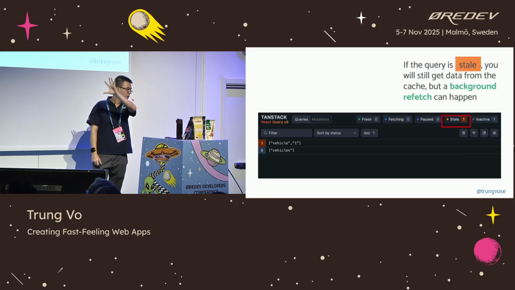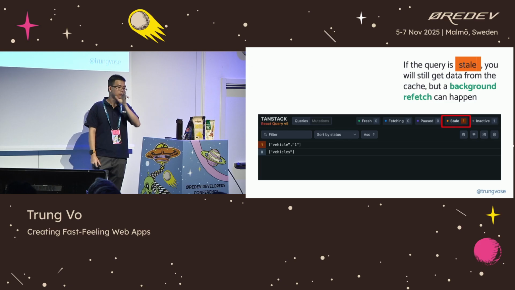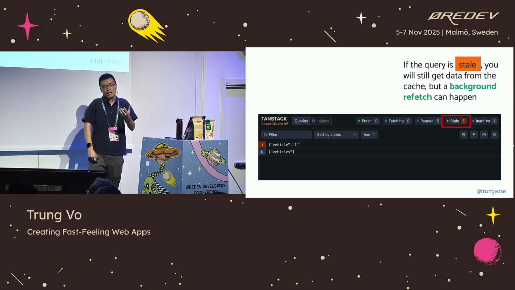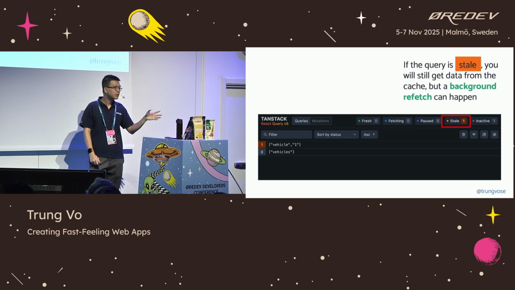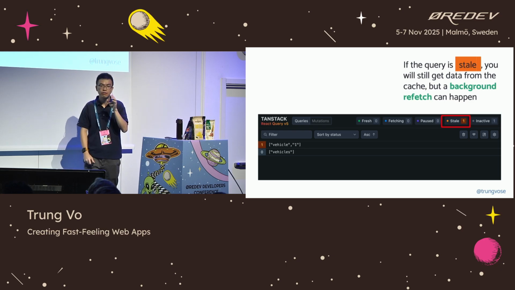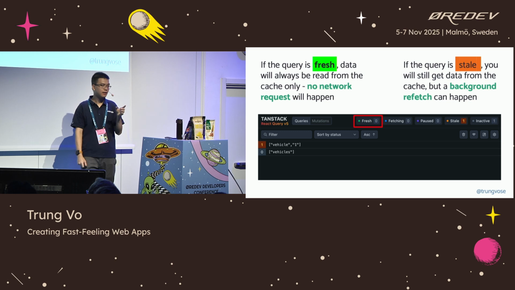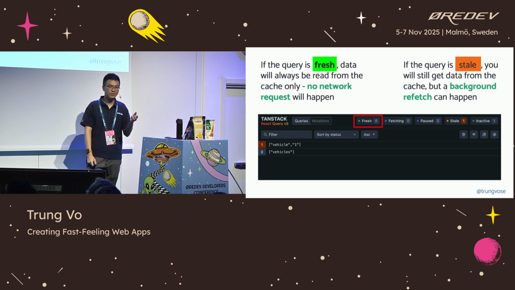And that's how it looks in the dev tool. It's just stale. Stale, in English, if you don't speak English, is like not fresh, essentially. You can still get the data from the cache, but there's a background request. It is the opposite of fresh data. Fresh data is fresh, so you can always rely on it from the cache, and no network request will be made. So that is different.